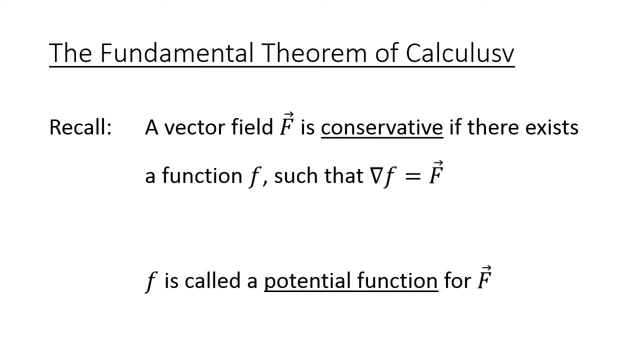Before we get to the examples, I just want to review a few concepts that we've talked about before. First of all, a vector field F is conservative if there exists a function f such that the gradient of f equals that vector field F. So a vector field is conservative if there exists a potential function, and we call f that potential function. Essentially, F is conservative if it's equal to a gradient.